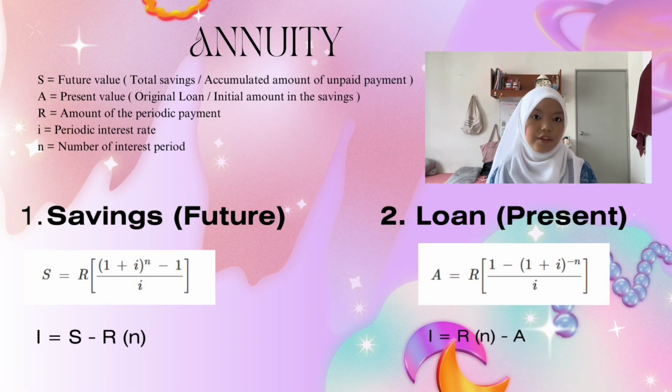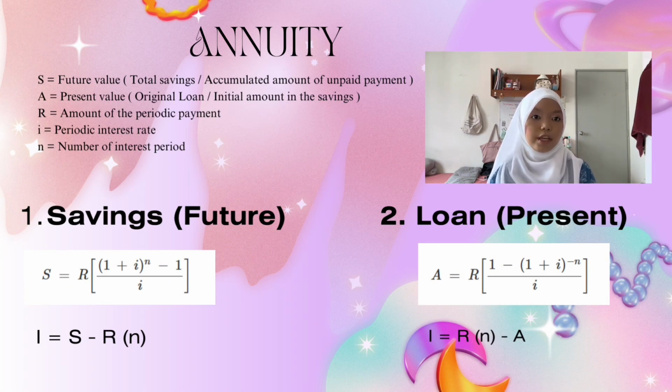The first one is savings. This savings formula will be used to find future value. The formula is S equals R [(1 plus I) to the power of N minus 1] divided by I. And the second formula is loan. The loan formula will be used to find present value. The formula is A equals R [1 minus (1 plus I) to the power of negative N] divided by I.